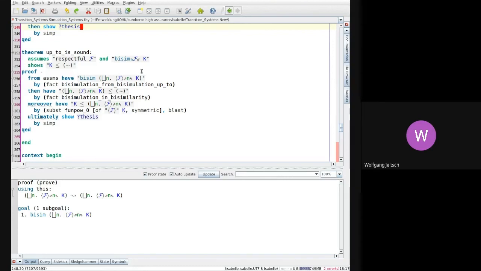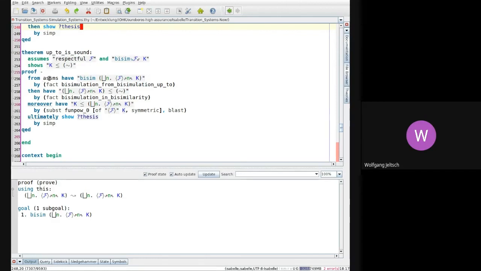The user composes a custom function f that's respectful, this is good for the particular bisimilarity proof, and then also supplies this statement that k is a bisimulation relation up to f. This is the harder part. Then this up-to soundness shows us that k is included in bisimilarity. So everything that's related in k is consequently bisimilar.